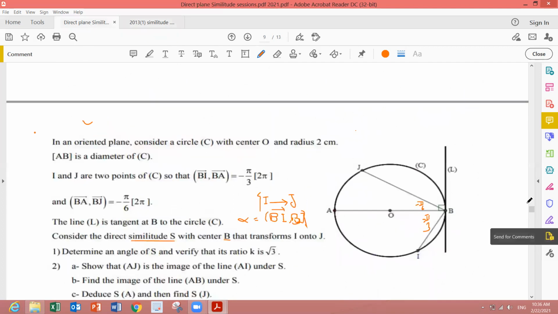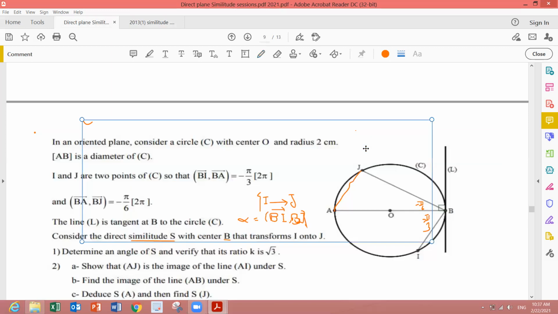How to calculate BJ? In triangle BAJ, BJ is a semi-equilateral triangle, so BJ equals radical 3 times the hypotenuse over 2, that is radical 3 times 4 over 2. The hypotenuse is 4. So BJ equals 2 radical 3.